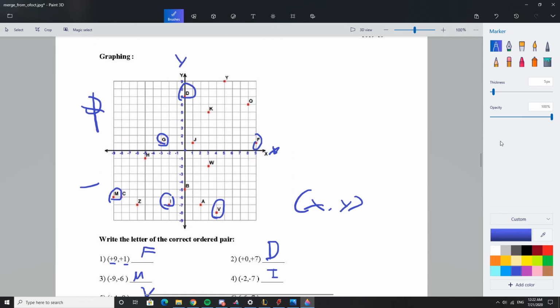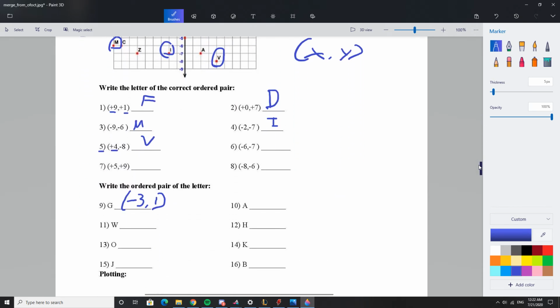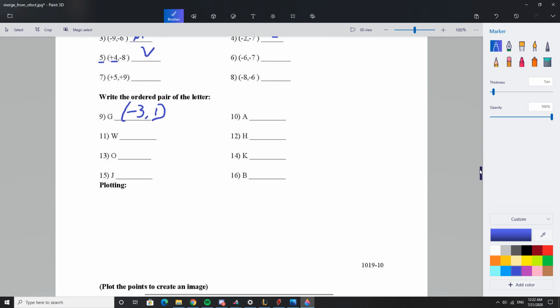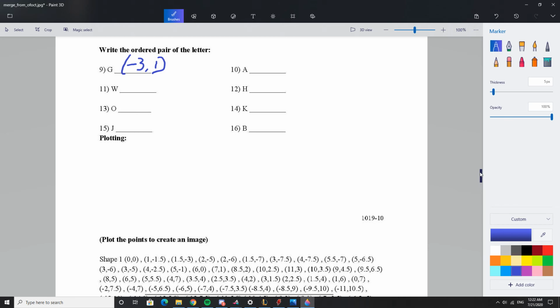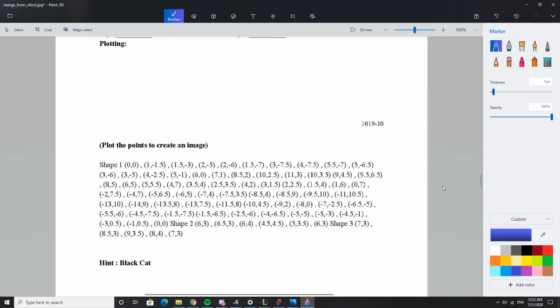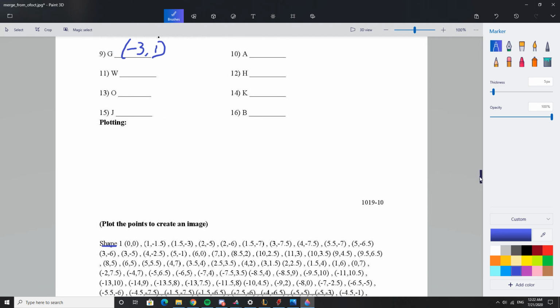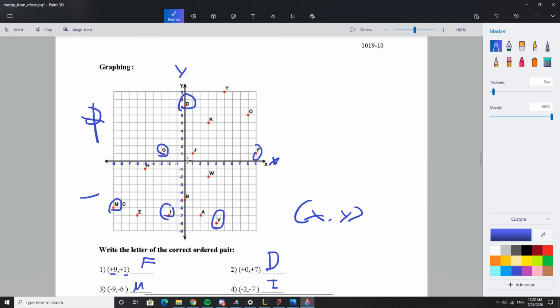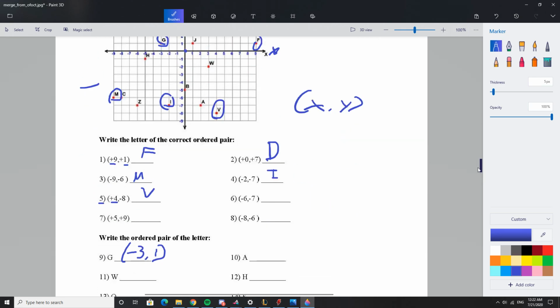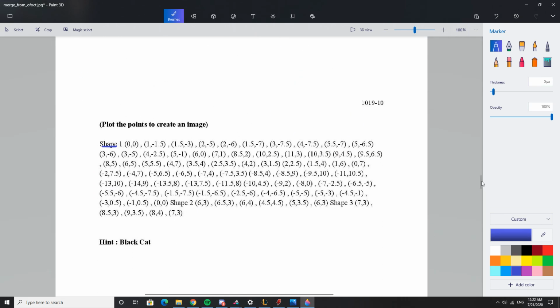And yeah, that's pretty much it for this section. It's not too complicated. And here, same thing. They give you a shape, and you would just have to draw it using points. And to do that, you would just look at the points and plot them until you get the appropriate image.